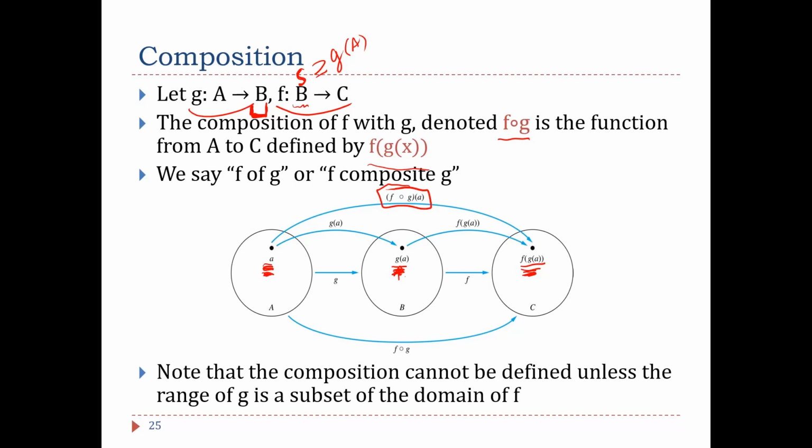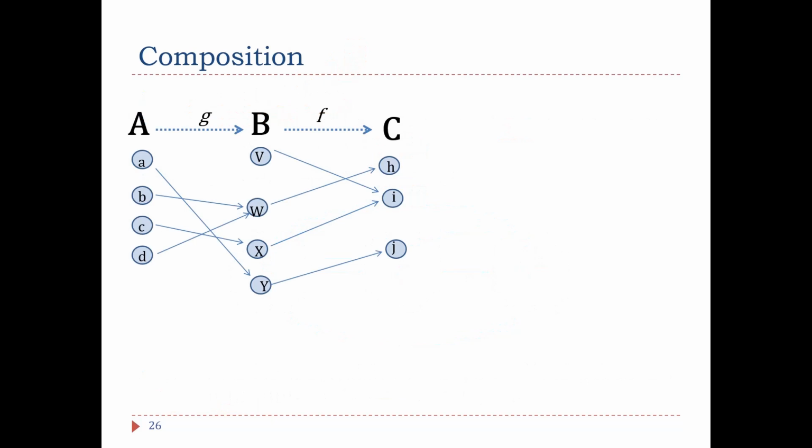So note that the composition cannot be defined unless the range of g is a subset of the domain of f. If this domain is not particularly B, if it is simply a certain domain S, we need at least to make sure that g of A, the range of g, is a subset of that set S. An example. Here we have these elements w, x, y to be the range of g, and we have this function f here.